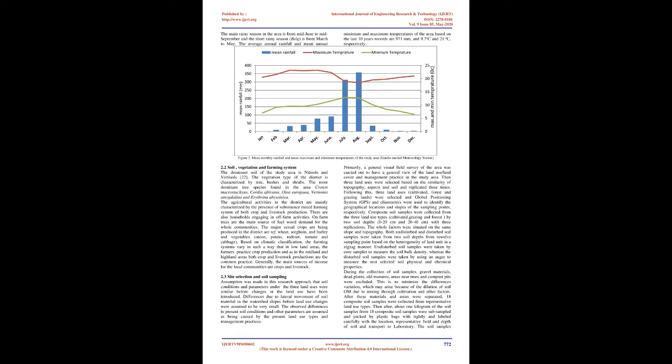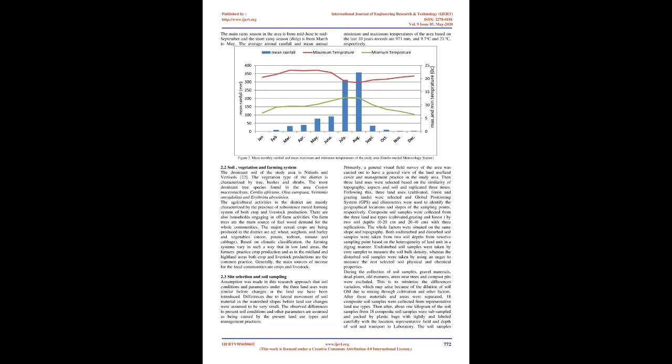Composite soil samples were collected from the three land use types, cultivated, grazing, and forest, at two soil depths, 0 to 20 cm and 20 to 40 cm, with three replications. The whole factors were situated on the same slope and topography. Both undisturbed and disturbed soil samples were taken from two soil depths from 12 sampling points based on the heterogeneity of the land unit in a zigzag manner. Undisturbed soil samples were taken by core sampler to measure the soil bulk density, whereas the disturbed soil samples were taken using an auger to measure the rest of the selected soil physical and chemical properties.